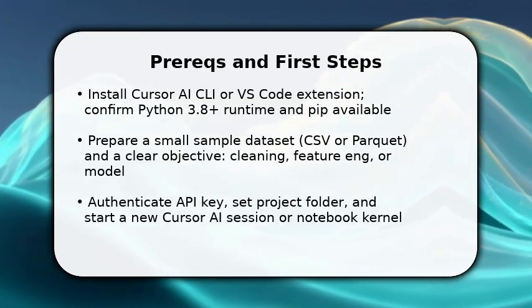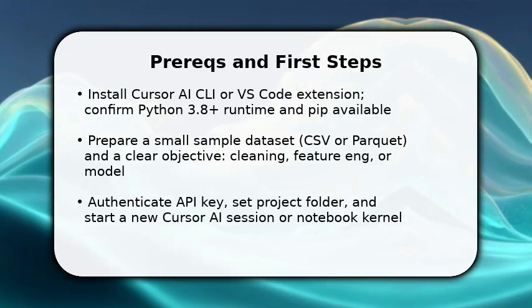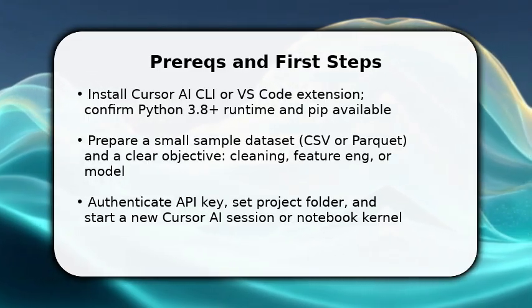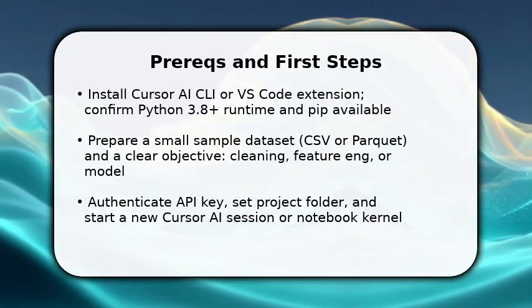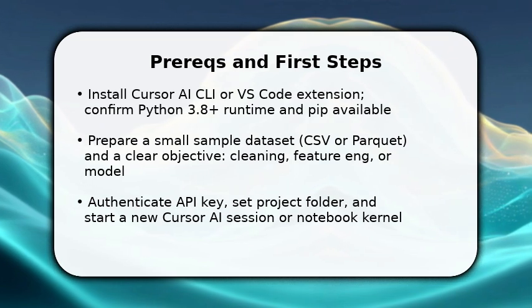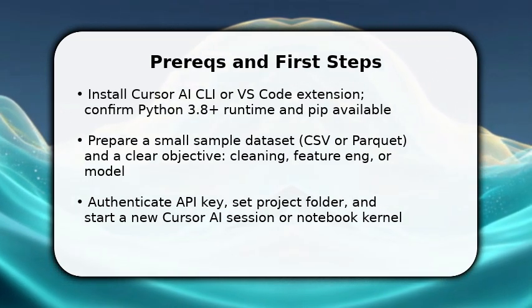Next, open your project folder and launch Cursor AI via the CLI or extension. This creates a session context linked to your files. Make sure to name the session and point it at the dataset. That initial setup lets Cursor read your schema and offer precise, contextual actions immediately.